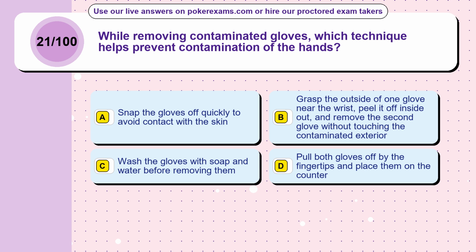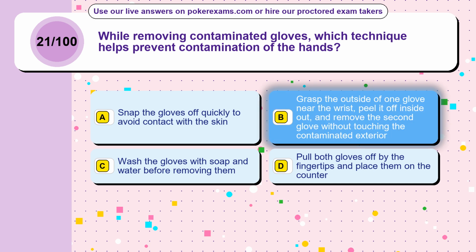Option B. Grasp the outside of one glove near the wrist, peel it off inside out, and remove the second glove without touching the contaminated exterior. Option C. Wash the gloves with soap and water before removing them. Option D. Pull both gloves off by the fingertips and place them on the counter.